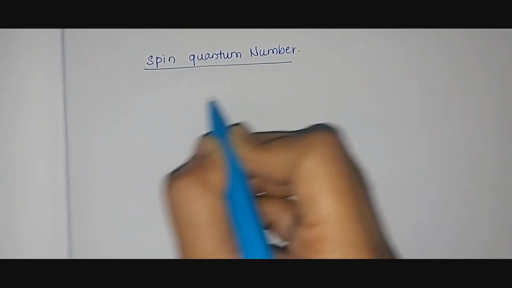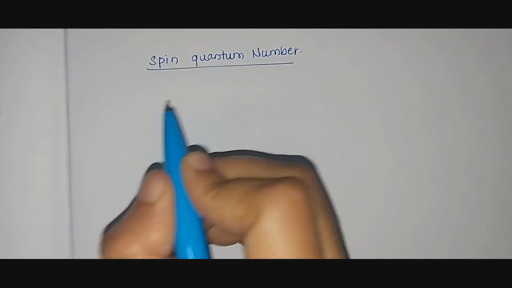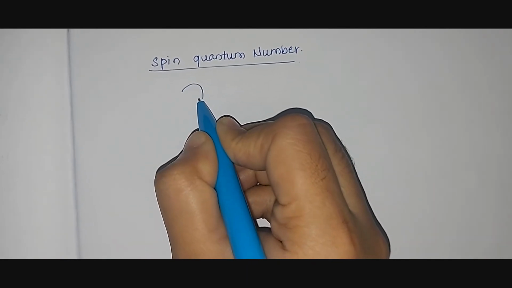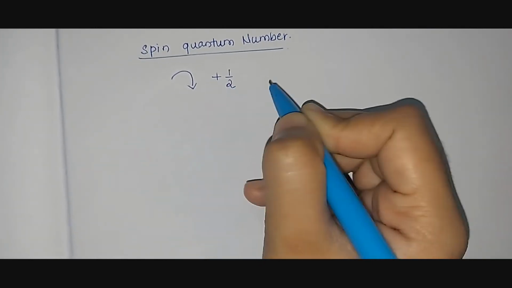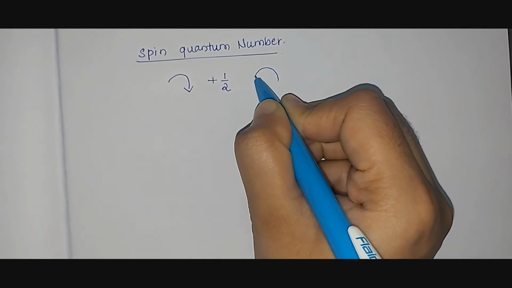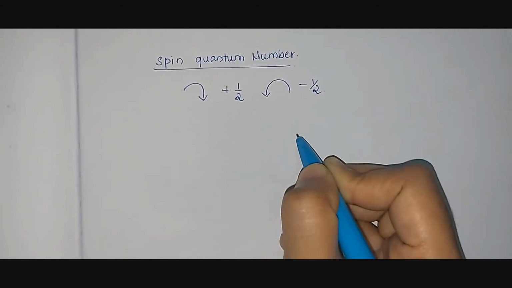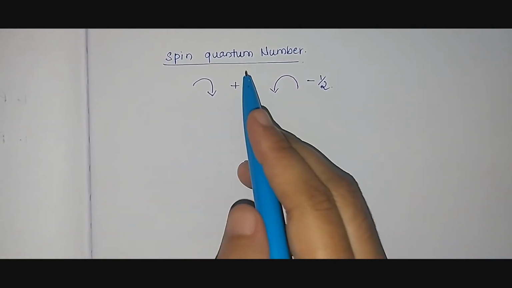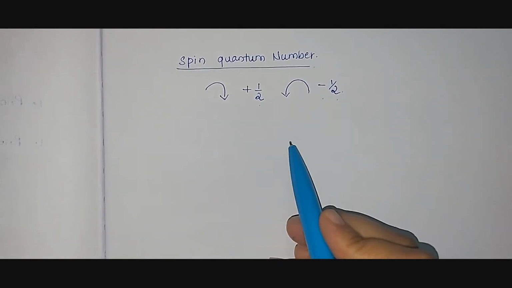Spin quantum number represents the spinning of the electron, that is, the movement of the electron. If the electron is moving in clockwise direction, the value of spin is plus half, and if the electron is moving in anti-clockwise direction, the value of the spin is minus half. Remember that the electron rotates around its own axis. So based on its direction, the values are assigned as plus half and minus half.